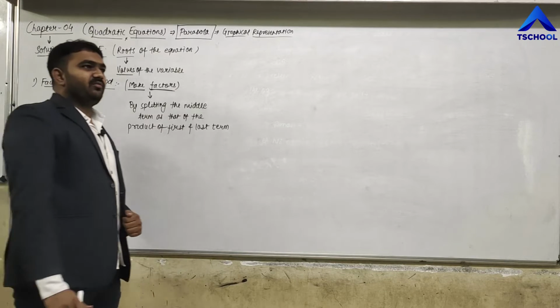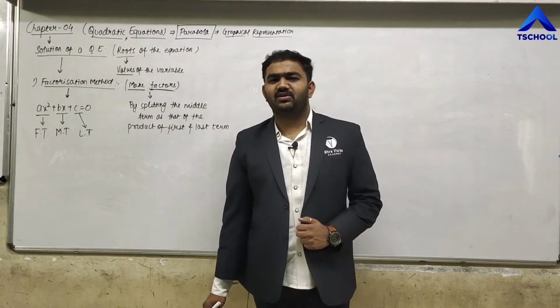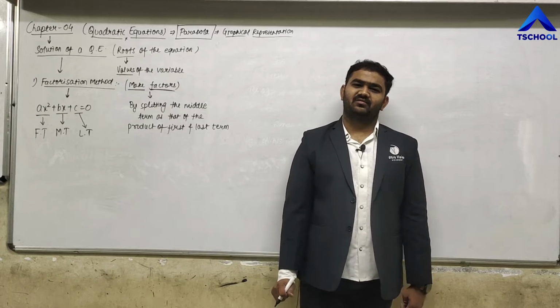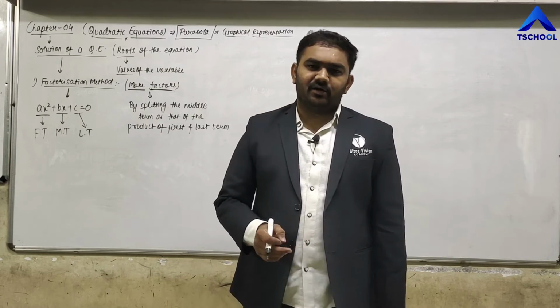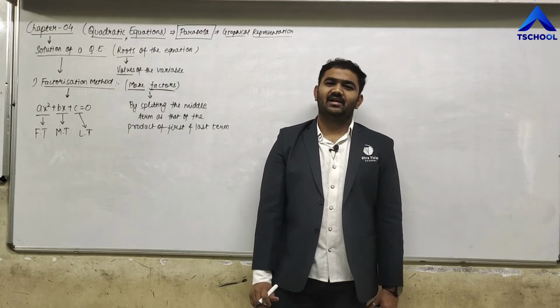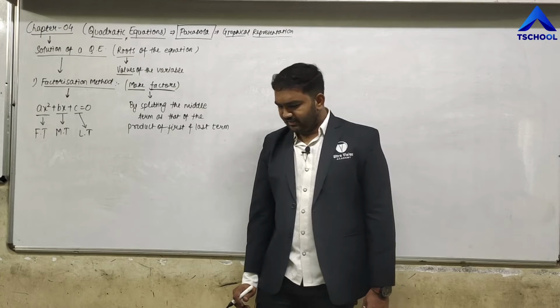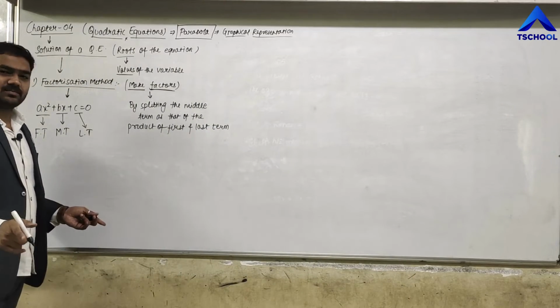So the term with the variable x square is known as the first term, that of x is known as the middle term, and c, the constant term, is known as the last term of the quadratic equation, right? So we are going to split the middle term.